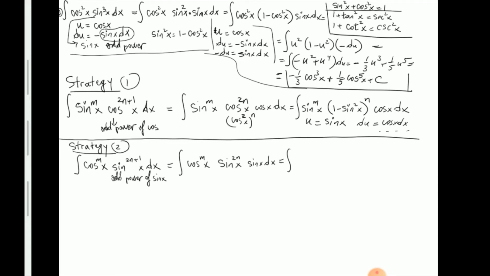And this is essentially sine squared to the power n. And then you're going to replace sine squared with 1 minus cosine squared of x, to the power n, sine of x dx. And then you proceed with u substitution by replacing u with cosine of x. Du will be minus sine of x dx. Don't forget to move the minus to the left, and then you proceed with that u substitution.